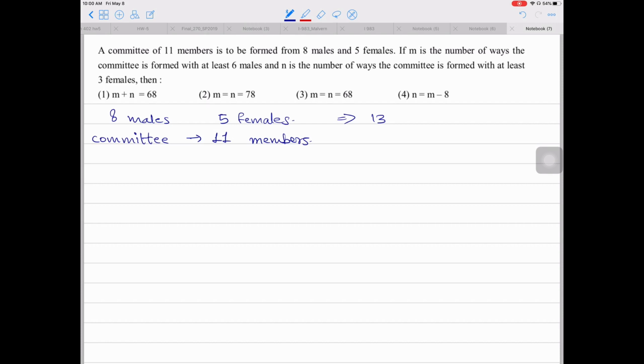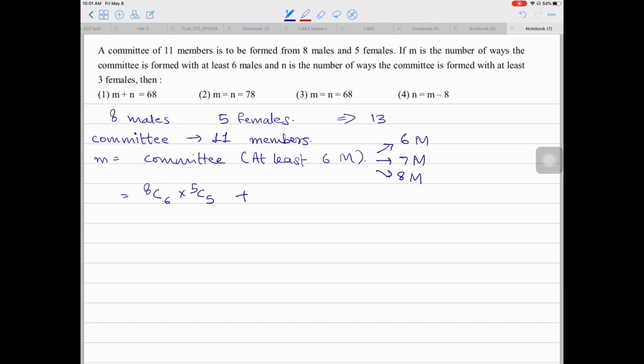So let's try to find what m should be. So m is where the committee has at least 6 males. So there are 3 possibilities. It is 6 males, or it has 7 males, or it has all 8 males. So we need to select 6 males out of 8 males, so that is 8C6. And the remaining 5 should be females, so we choose 5 females from the 5.